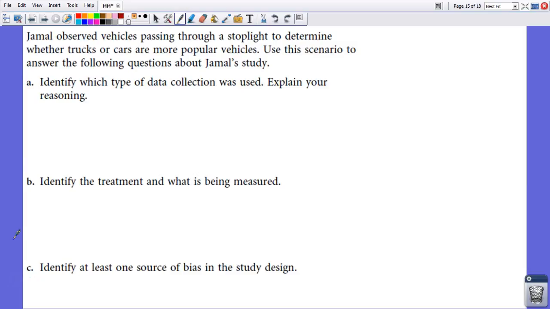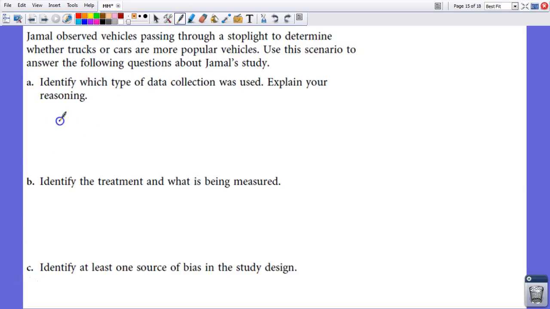On the test, it does specifically ask you why something is an observation versus an experiment. This question gets into this in part B, where it talks about what treatment is being measured. But let's start with A. Jamal observed vehicles passing through a stoplight to determine whether trucks or cars are more popular vehicles. Use the scenario to describe the following questions about Jamal's study. Identify which type of data collection was used. Explain your reasoning. Everyone did so well on this.